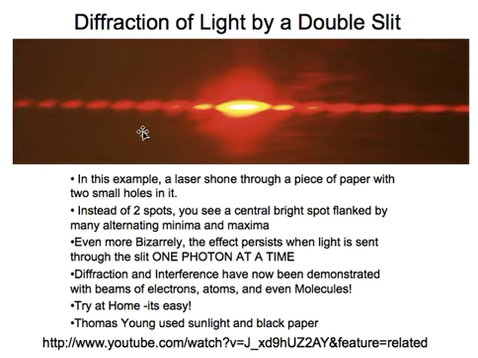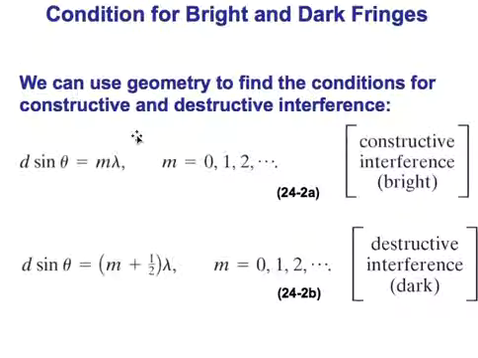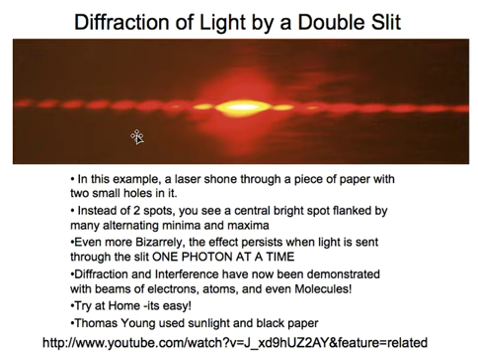So here's another demonstration with light. So here, this is Young's double slits experiment. In this example, a laser was shone through a piece of paper with 2 very small holes in it. The 2 small holes were quite close together, but instead of seeing 2 spots like Young expected, we see one bright spot in the middle and flanking it on either side these equally spaced spots, which are the fringes.